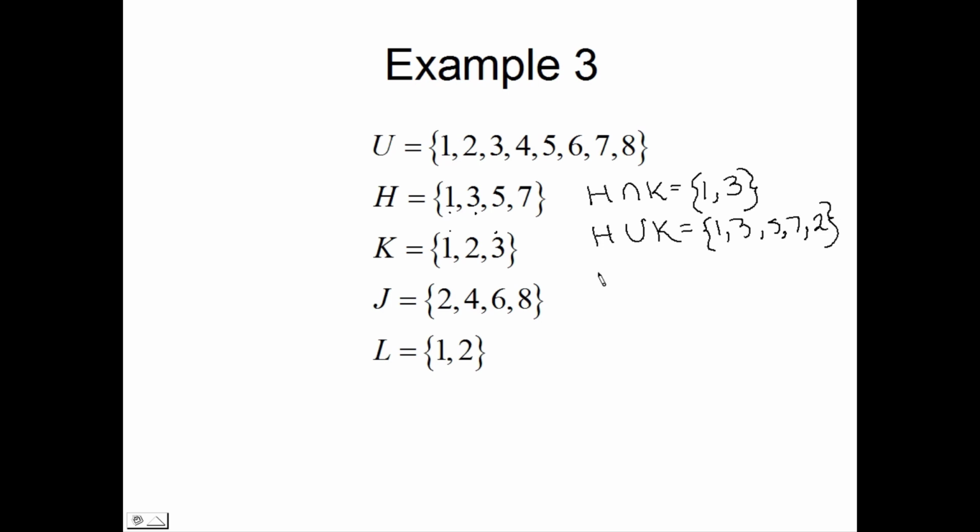What about K intersect J? Okay, this means it has to be in both K and J. The only thing I see that's in both of them is the 2.